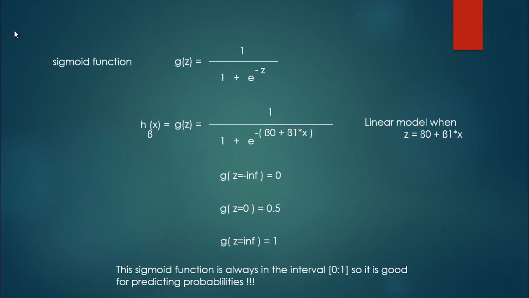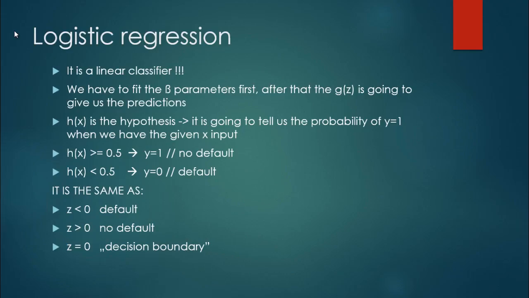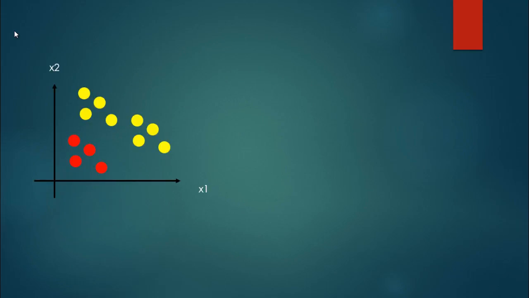And what is the z? The z is equal to b0 plus b1 dot x, which is a linear model. So for example, here we see that we can separate these two clusters with the help of a single linear line. So this can be the decision boundary. And how can we find it? We can make a prediction that y equals 1 if we are over the decision boundary, and below the decision boundary the y is equal to 0.